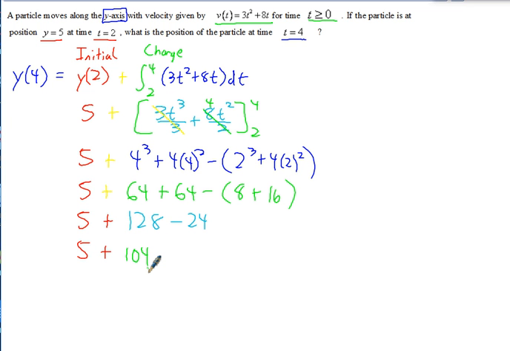That's how much the position function changed on the interval from 2 to 4, so we get a new position at time 4 of 109 on the y-axis. In this case, it's position, so it's on the y-axis. That's where it is on the y-axis.